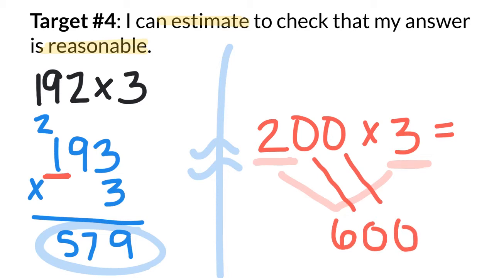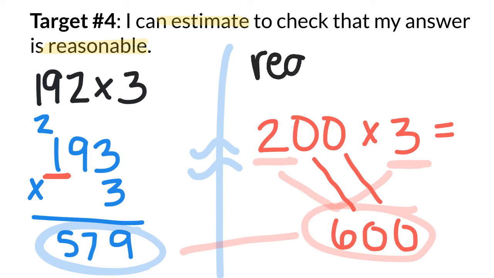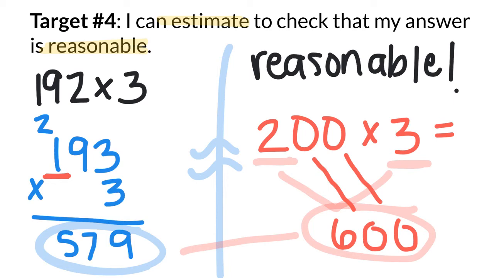Now I need to ask myself, is the estimate I just got close to my exact answer? Well, yeah, look at that. It's only 21 away. 579 is very close to 600. So since my two answers are close together, my exact answer and my estimate, I can be very confident that my answer is reasonable. So if I were taking a test, I would feel very sure that my answer 579 was correct.